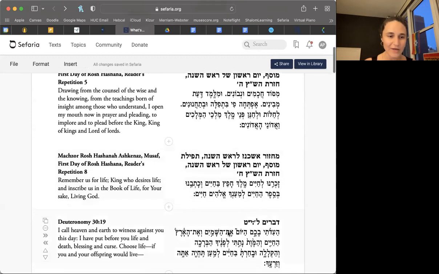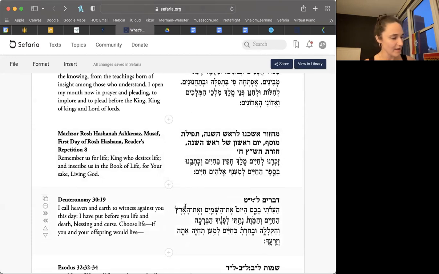Can I have a reader for this Zochreinu? And if you're following along in your Machzor, the Zochreinu is on the top of page 82 in the Lev Shalem Machzor. So in Hebrew, we have Zochreinu l'chaim, melech hafetz b'chaim, v'chatvenu b'sefer hachaim, l'mancha Elohim chaim.